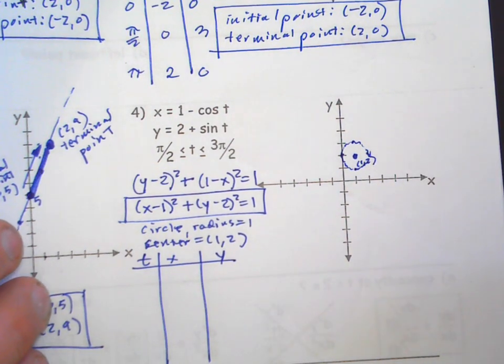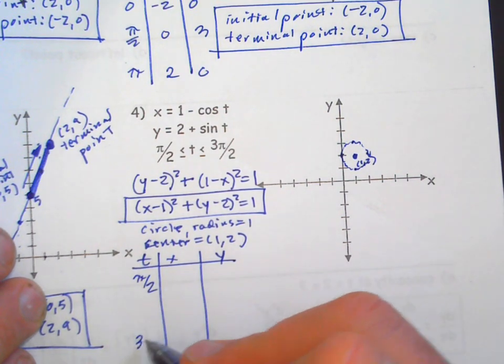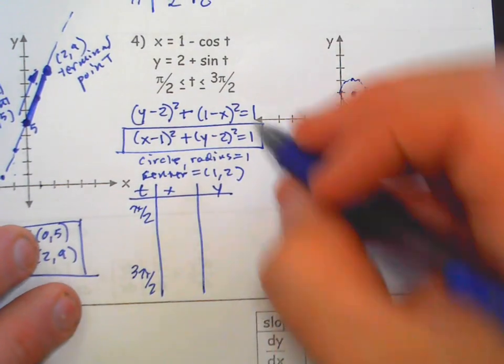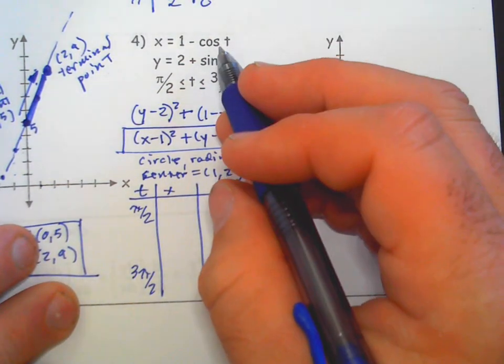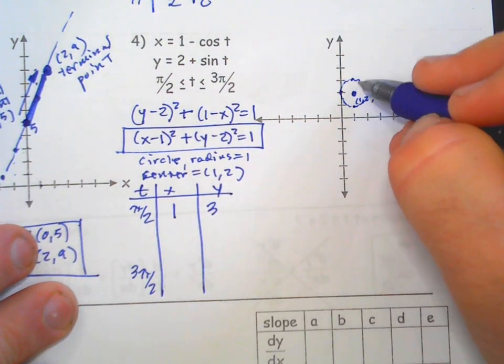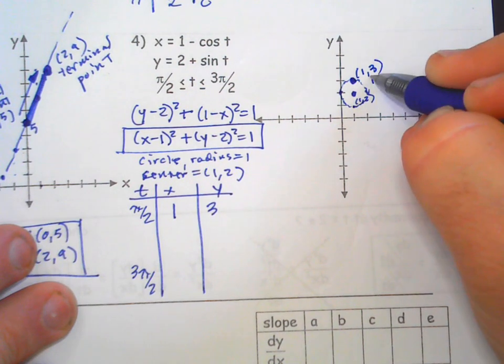Okay. Now, we're going pi over 2 to 3 pi over 2. Interesting domain. That's fine. So if you do pi over 2, cosine pi over 2 is 0, so you're going to get 1 comma 3. So 1 comma 3. Now, here's the deal. It should be on the edge of that circle. If it's not, something's wrong. So that's your initial point.